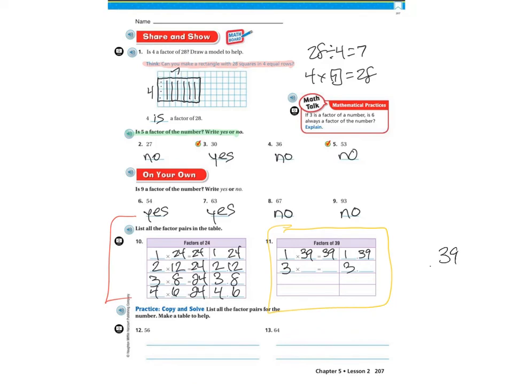So 39 divided by 3. 3 divided by 3 is 1. Multiply 1 times 3 is 3. Subtract 3 minus 3 is 0. Bring down my 9. Now 9 divided by 3 is 3. 3 times 3 is 9, and I am done. So 13 times 3 is 39, and my factor pair is 3 and 13. And that brings us to the end of our lesson for chapter 5.2, factors.